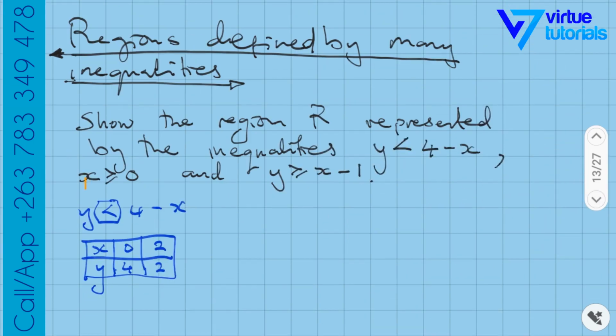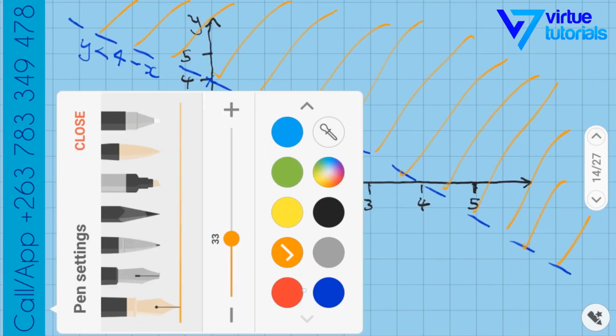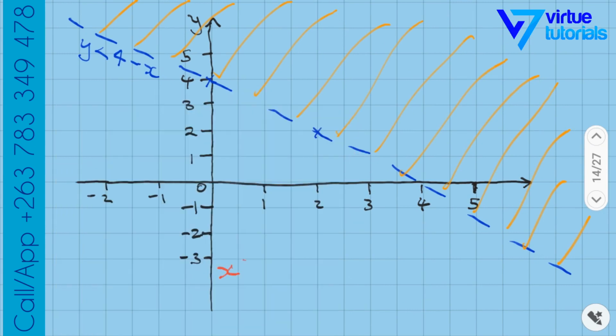I move to the next one. The next one is x is greater than or equal to 0. So I look at the line x is equal to 0, which is essentially the y-axis. The values of x that are bigger than 0 are on the right. So I shade everything that's on the left because I want what is greater, and I shade that off like that.